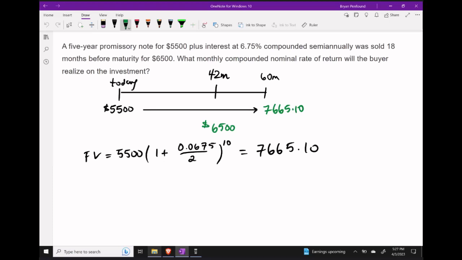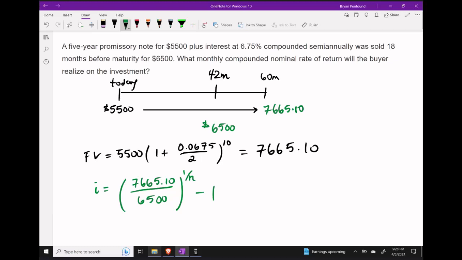And here's where we're now going to relate back to the buyer. 5 years from today, our buyer as an output is going to have $7,665.10. Their input is going to be $6,500. So let's go ahead and try to calculate the monthly compounded nominal rate they're going to get by comparing these two values. I'm going to take the 7,665.1 as the future value and 6,500 as the present value or principal amount.